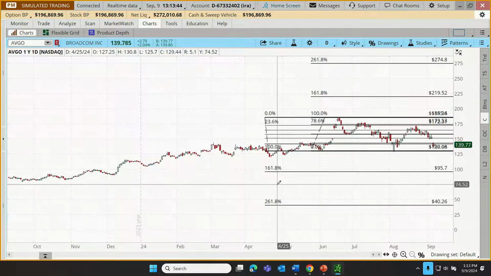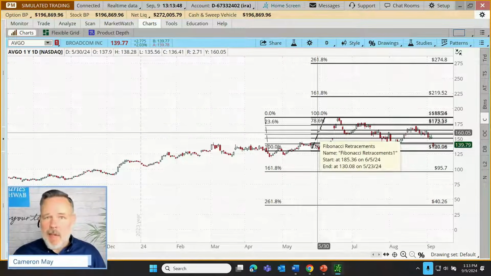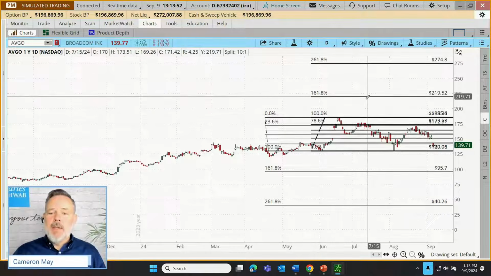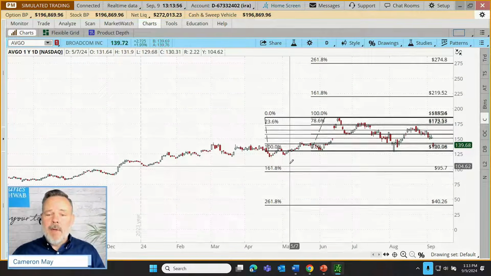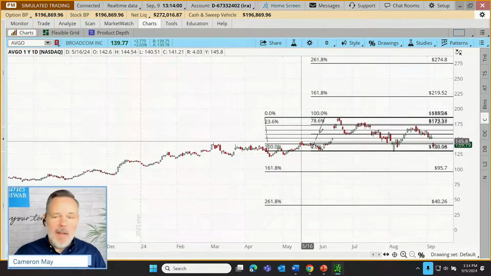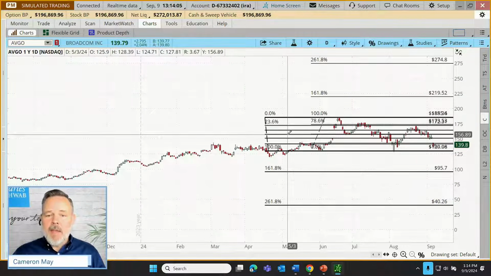So this might be used drawing from bottom to top. If we're using the lines in the middle, it really doesn't matter which way. But if we're trying to project targets to the upside, maybe draw from top to bottom. If we're trying to project targets to the downside, maybe draw from bottom to top. That's the biggest deal.